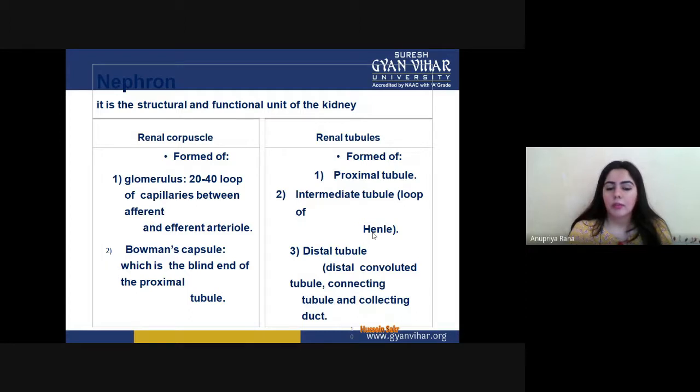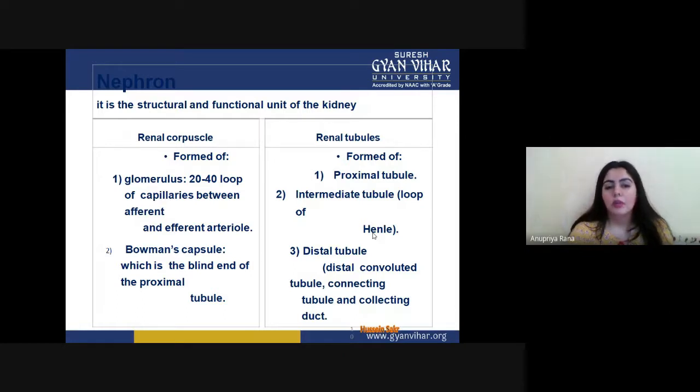Bowman's capsule is the blind end of the proximal tubule. As the blind end of the proximal tubule, that is known as the Bowman's capsule. That's why this is also part of the nephron. Now, second, the renal tubules are formed of the proximal tubule, the intermediate tubule or loop of Henle, and the distal tubule. The distal tubule includes the convoluted tubule, the connecting tubule and the collecting duct.